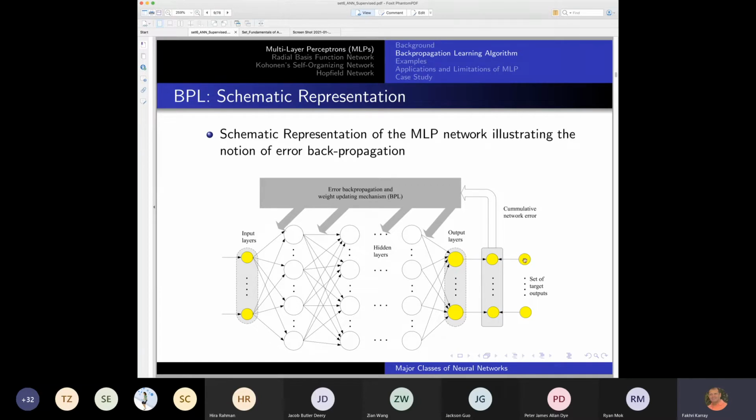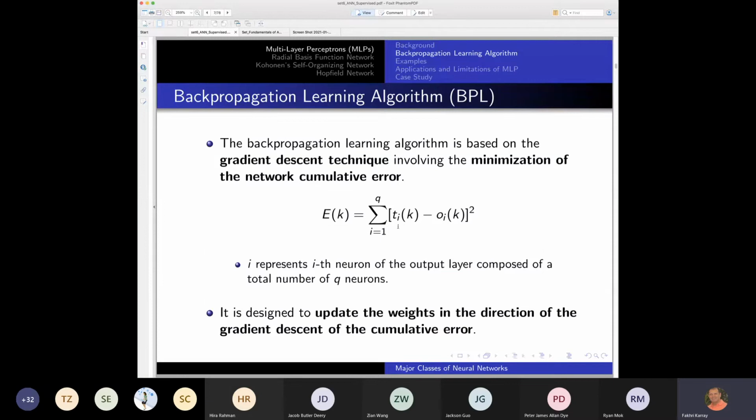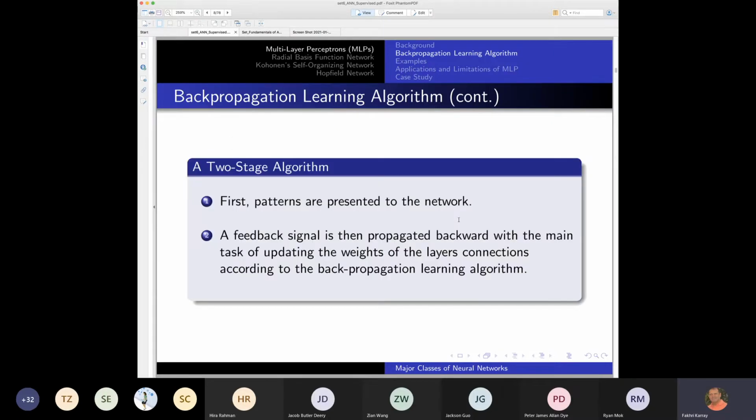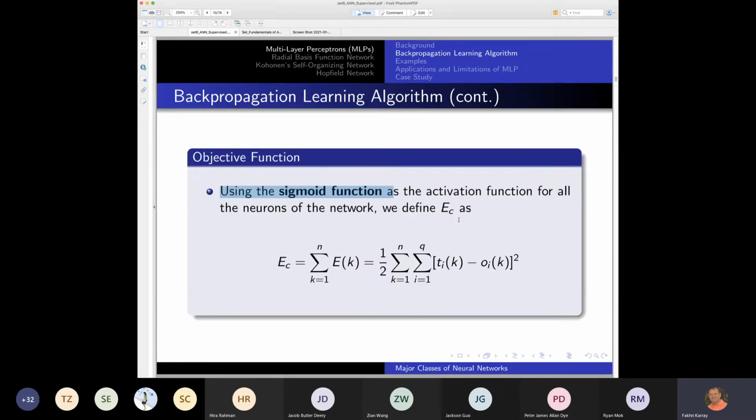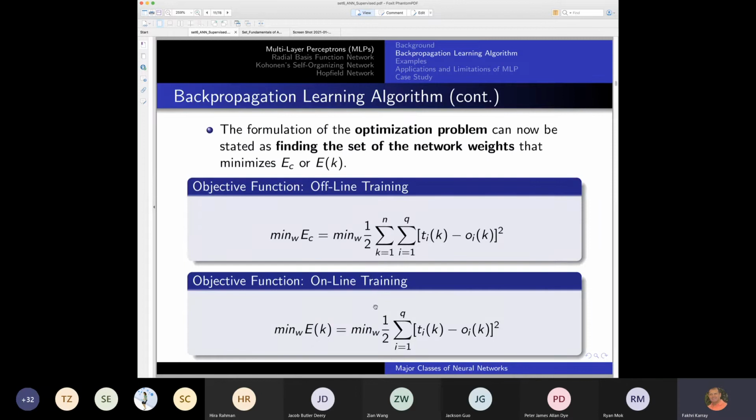So we take one at a time. We take this one minus this one, plus this one minus this one, and we square them. So this is T_ik minus O_ik. This particular summation is a simple summation of all the elements at the output. This is what we find in what we call online training. Look, we have T_i minus O_i.